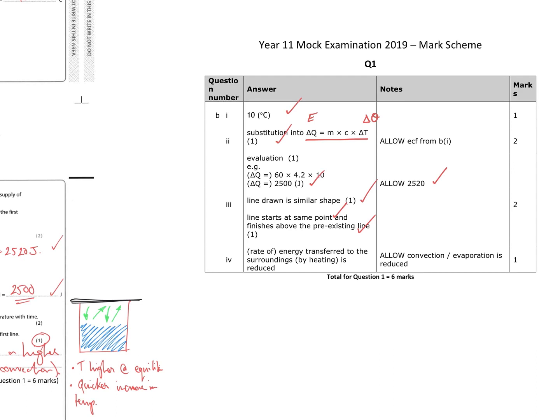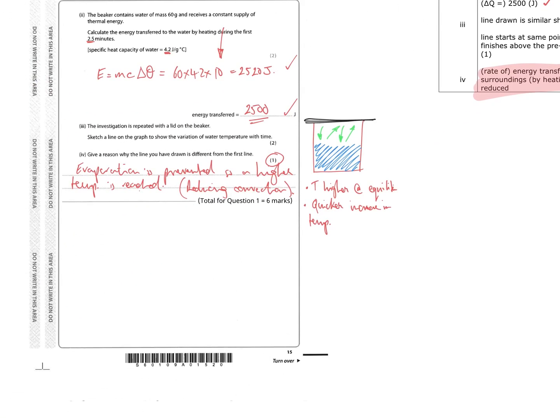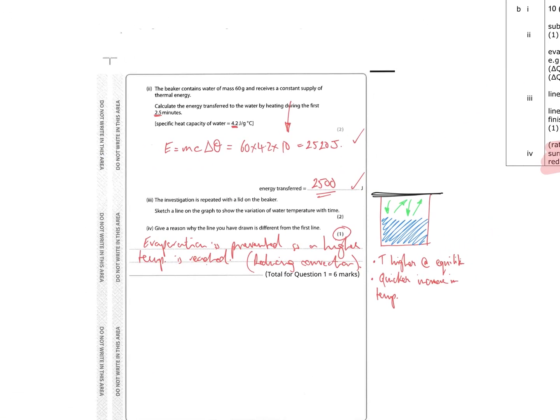And we allowed convection or evaporation is reduced, but actually that is a much better wording than the one I used. So I'm going to rewrite that in. The transfer of heat to the surroundings is reduced. So let's just write that one in, because that's important. So let's say transfer of heat to surroundings is reduced.